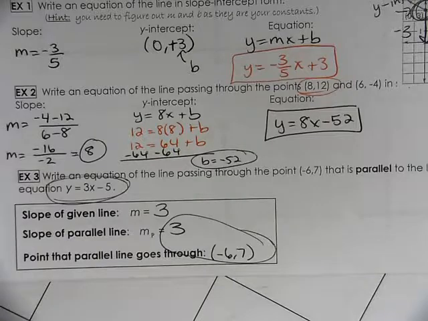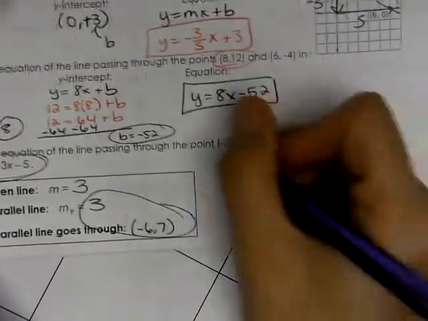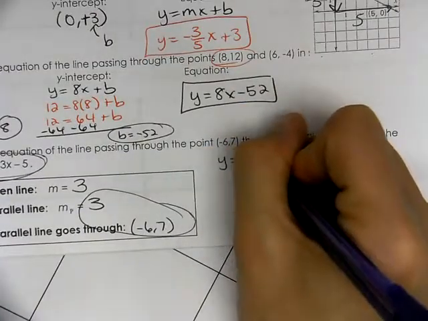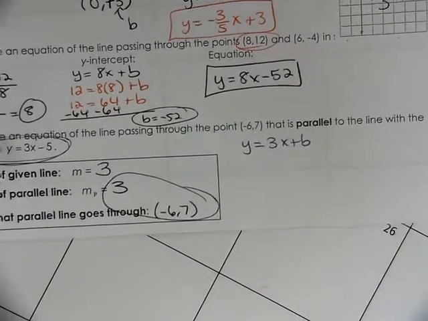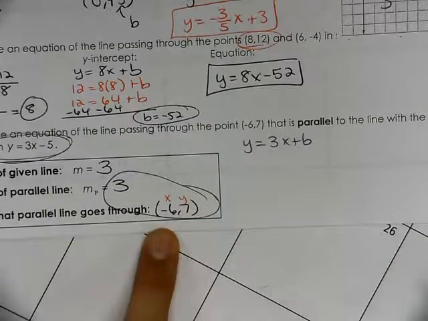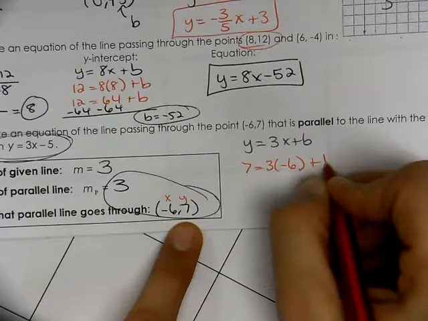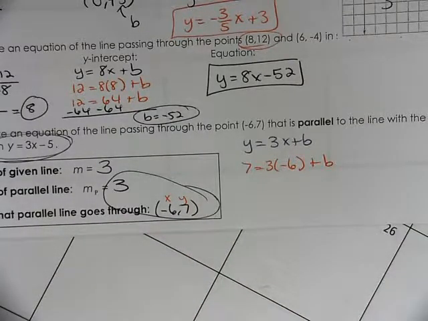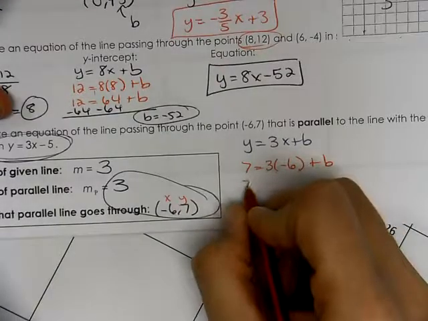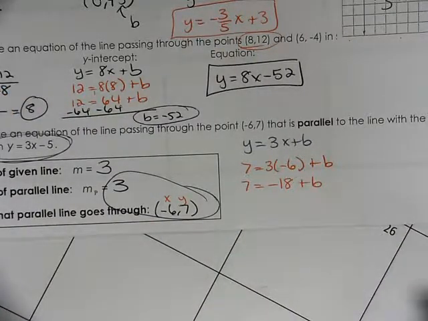What usually ends up happening is people just rewrite this equation. That would be the same equation, not a parallel one. So we know y equals 3x plus b. I'm going to use the negative 6, 7 to help me find b. Remember, this is x, this is y. So 7 equals 3 times negative 6 plus b. What's 3 times negative 6? Good. So 7 equals negative 18 plus b. Now what do I have to do to both sides?